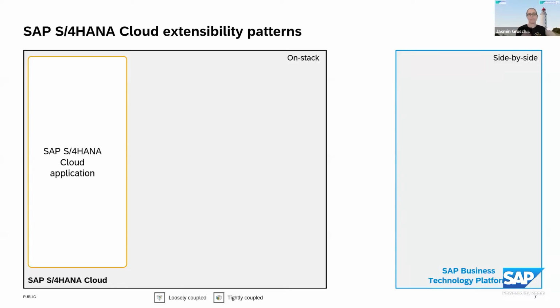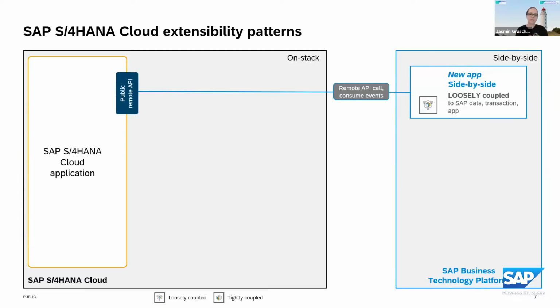If you're on stack, have an SAP S/4HANA Cloud application, you would like to extend it. First thing is you ask yourself, is it a loosely coupled or a tightly coupled application that you would like to build? And if it is loosely coupled, not mission critical for your business, so something that can be done as side-by-side extensibility, you would certainly go for a new application, a side-by-side approach. You could use, for example, the SAP Business Technology Platform, for example, an ABAP environment system. And if you would like to consume those APIs, Daniela mentioned already, you would use a remote API call, or, for example, consume an event provided via the event mesh, but you would go for public remote APIs to the S/4HANA Cloud application.